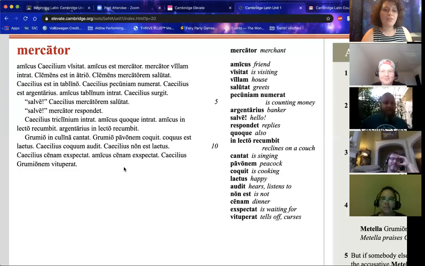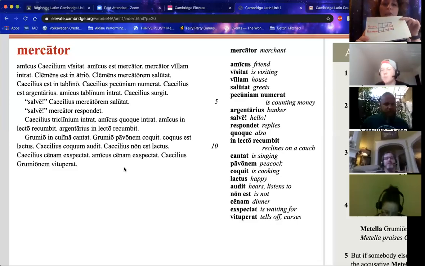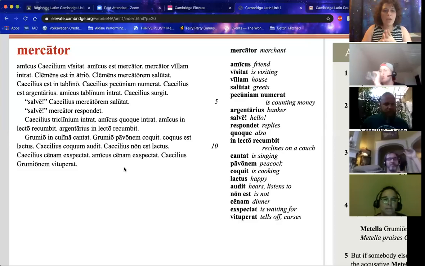Salve. So Caecilius greets the merchant first. How do I know that Caecilius is the one greeting the merchant? This is grammar. He's the subject. In Latin? He's the nominative, and the way he has that -us at the end of his name, we know that he is greeting the merchant. The merchant is being greeted because the merchant is what case? The accusative. And I know that because of what about the word mercatorem? The -em ending. Very good. So let's keep going.